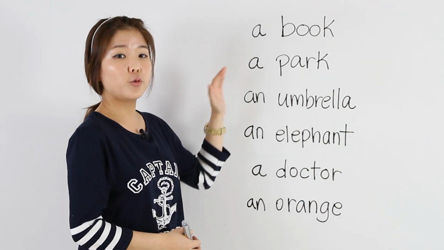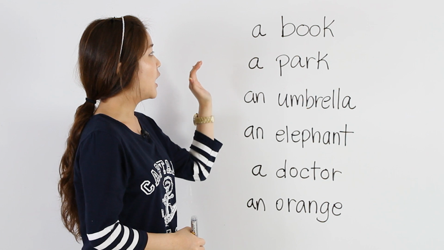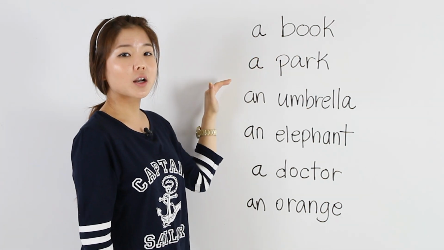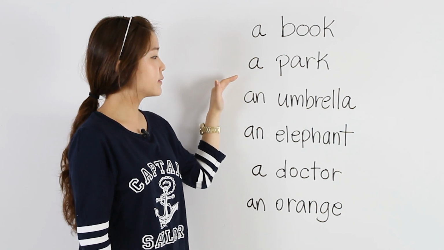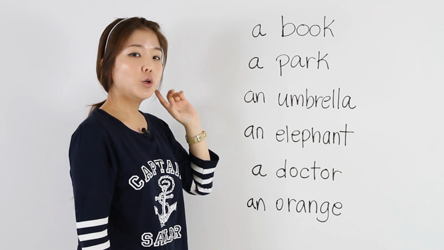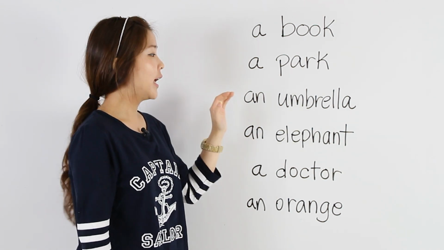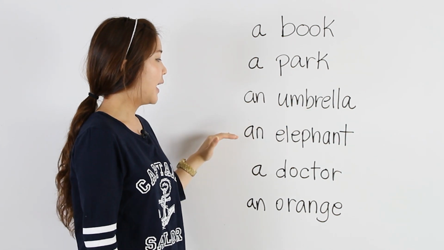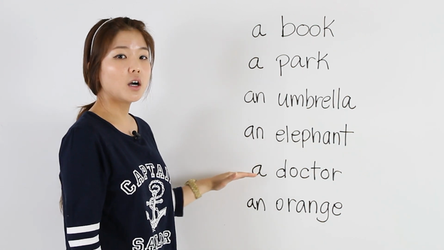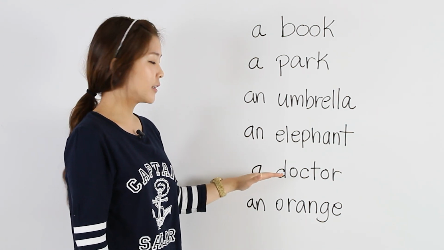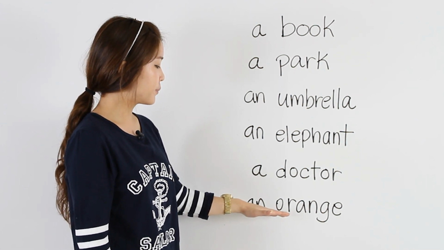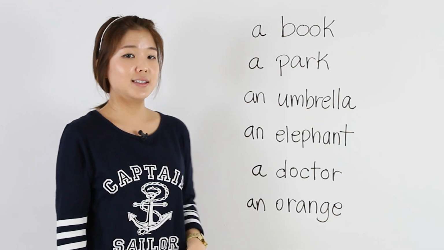So let's go through each word one more time. A book. A park. An umbrella. Notice it sounds like one word. An elephant. A doctor. And the last one, an orange. Okay, so that's the end of this video.